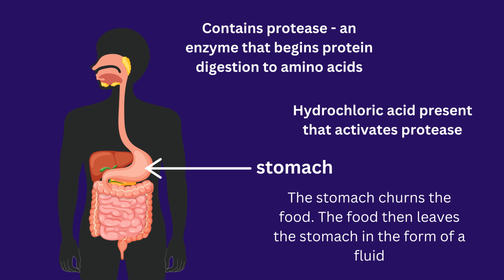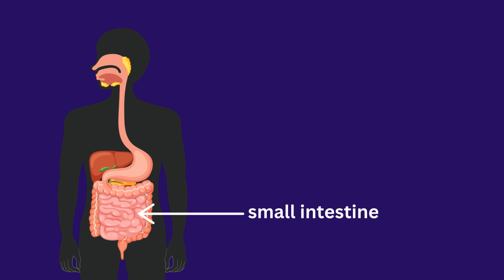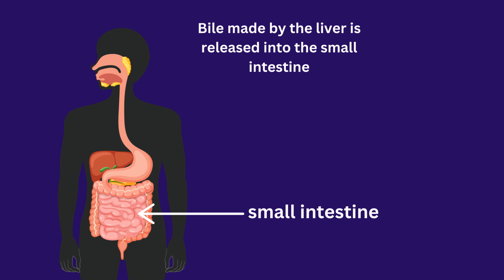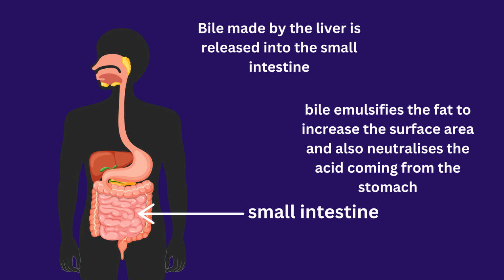of a fluid. The liquefied food is now in the small intestine. Let us talk about everything that happens in the small intestine. Firstly, bile made by your liver is released into the small intestine, and there are two functions of bile. One, bile emulsifies the fat that is found in your food to increase the surface area so that enzymes can work faster. Bile also neutralizes the acid coming from your stomach.